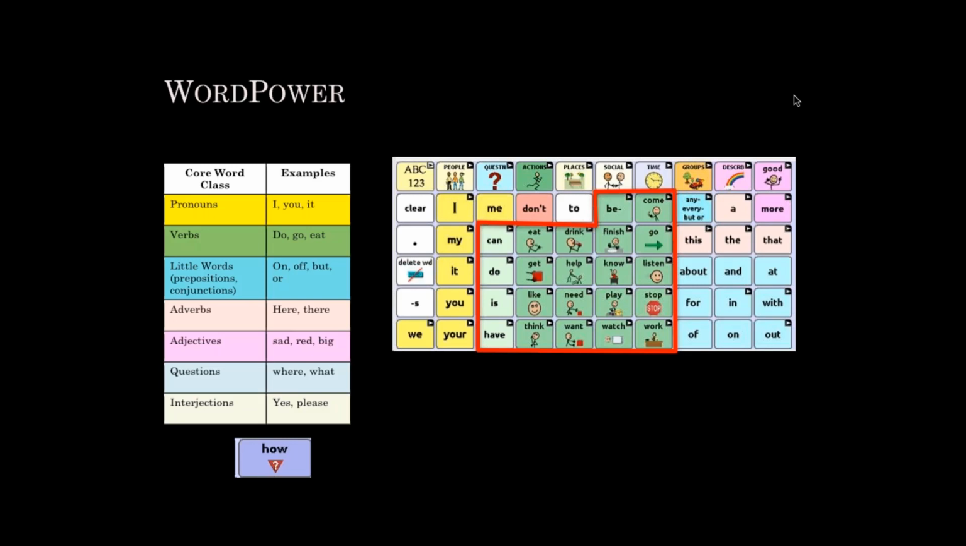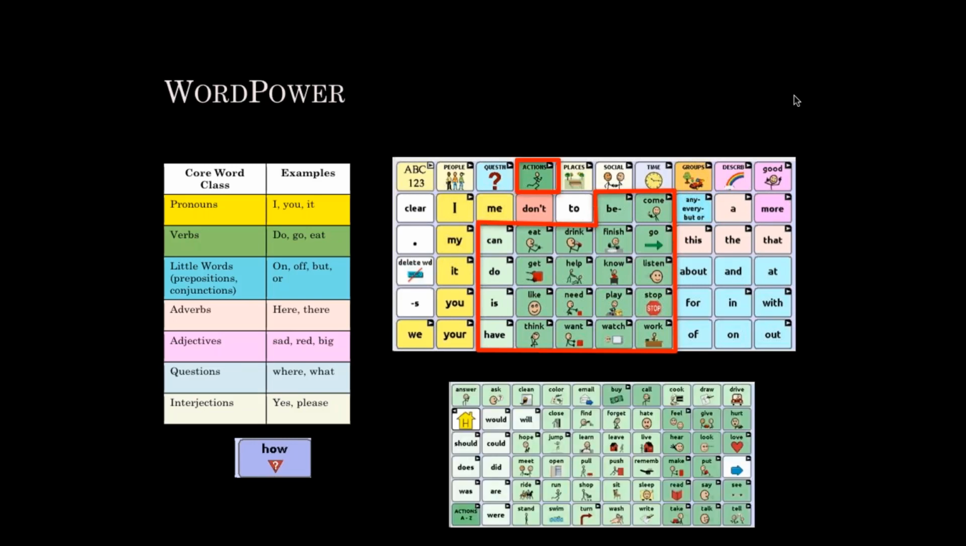If the verb I'm looking for is not there, where am I going to go? The answer is actions. Action words. You hit actions and it brings up a whole other 60 verbs. There's also another arrow over on the right that will take you to the next page of verbs.